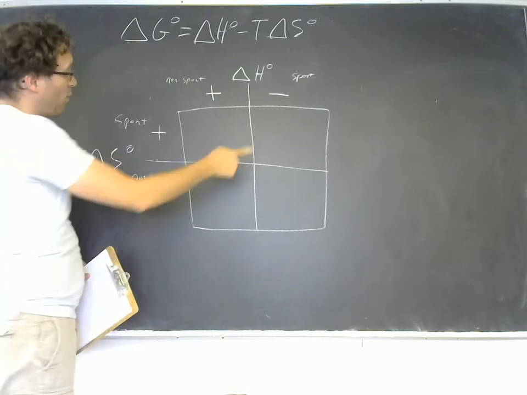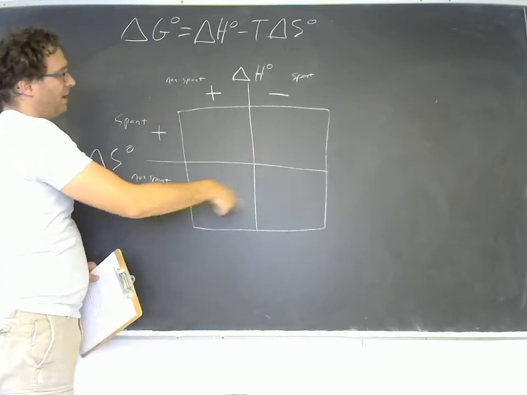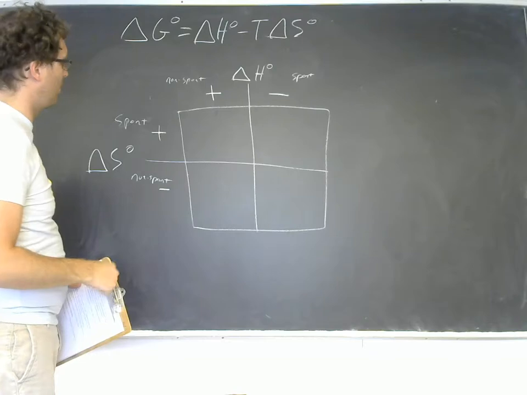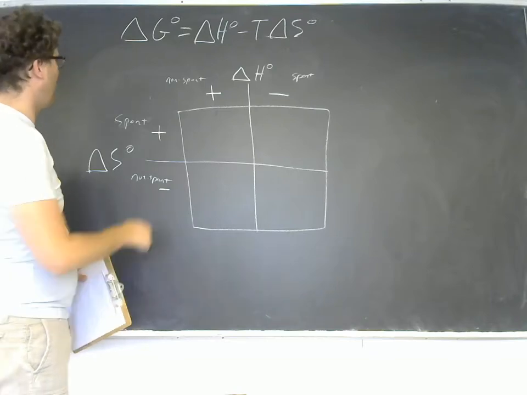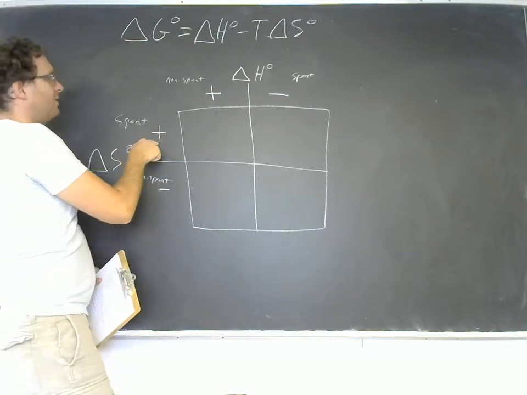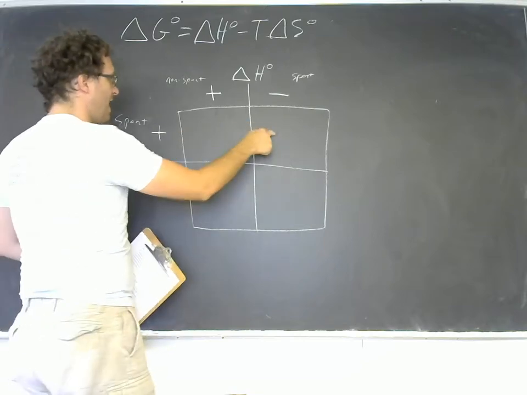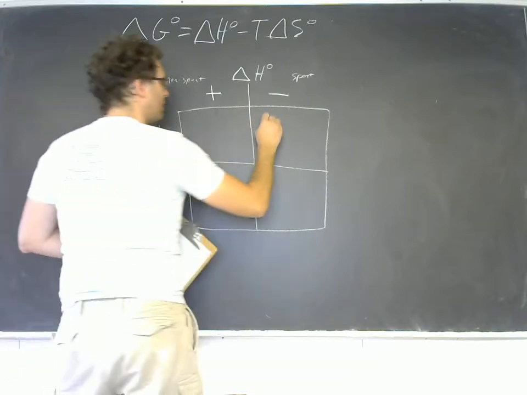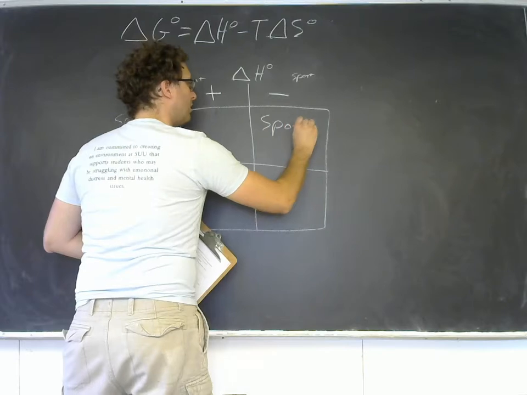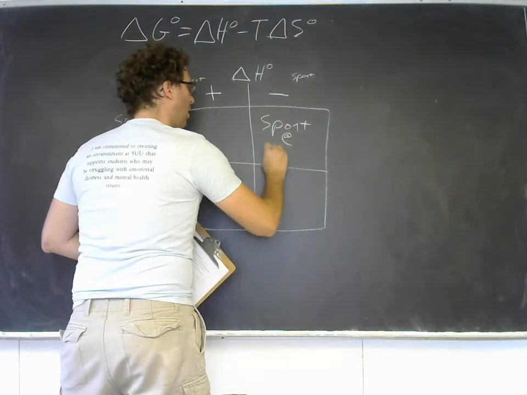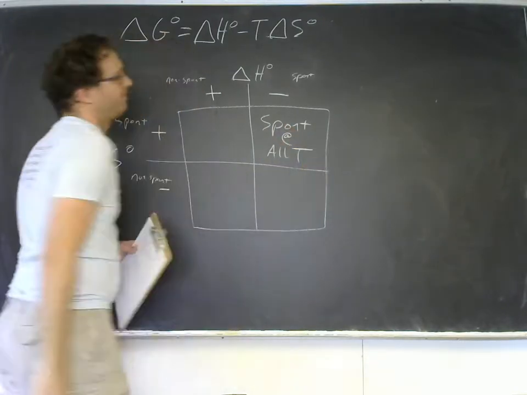What's really important is what we put here in the corners here. So if I have a positive delta S and a negative delta H, then this is spontaneous at all temperatures.